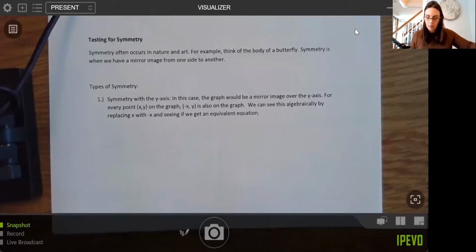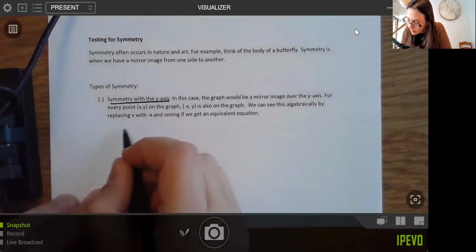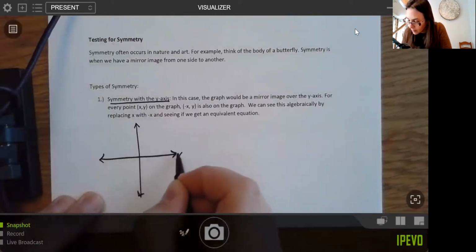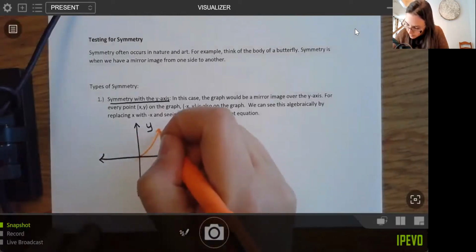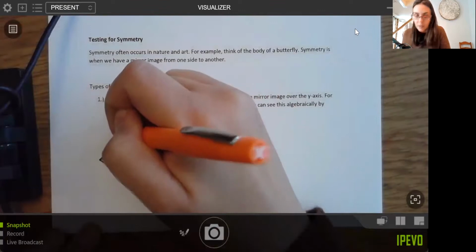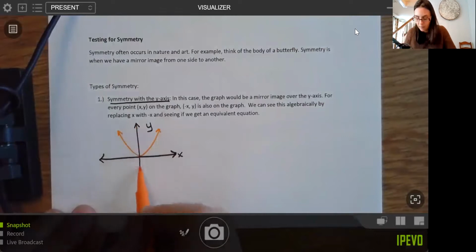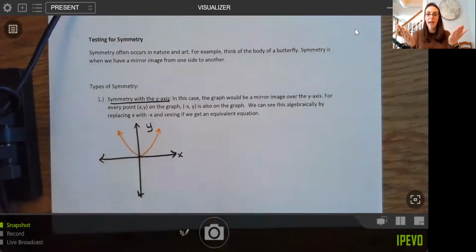So symmetry with the y-axis is one kind that we focus on a lot. I'm just going to show you a picture of something that would be symmetrical with the y-axis. Okay. So something like this. So if you were to fold along that y-axis here, right, you would see that those two halves would match right up. And that's a great way to check for symmetry. Just fold that paper right in half and you'll see those two sides would match right up.